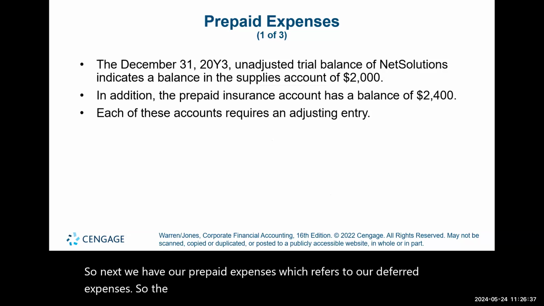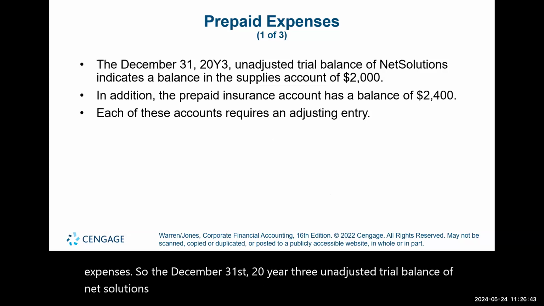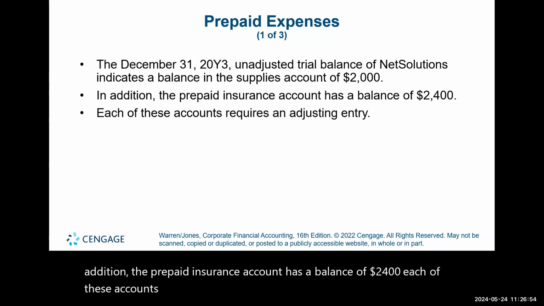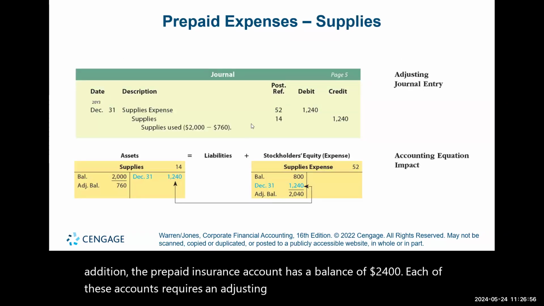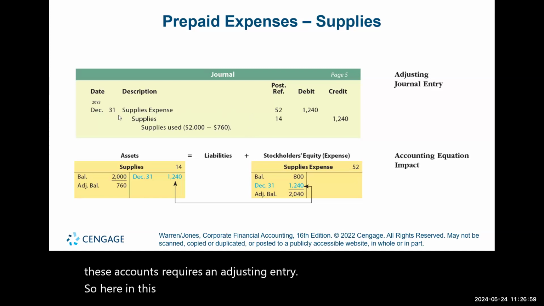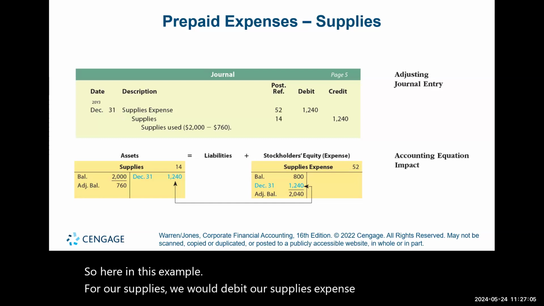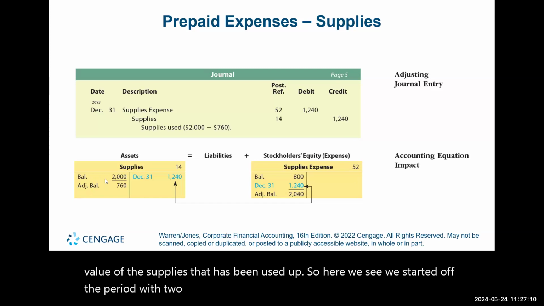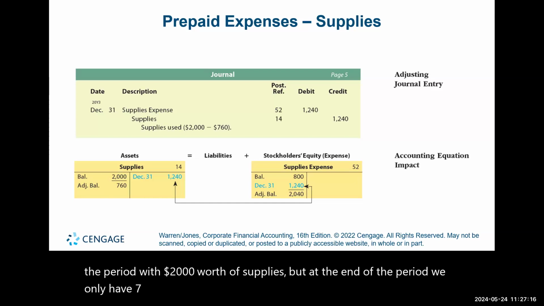So the December 31st, 20-year 3 unadjusted trial balance of Net Solutions indicates a balance in the supplies account of $2,000. In addition, the prepaid insurance account has a balance of $2,400. Each of these accounts requires an adjusting entry. So here in this example, for our supplies, we would debit our supplies expense account for the value of the supplies that has been used up. So here we see we started off the period with $2,000 worth of supplies, but at the end of the period, we only have $760 worth of supplies left.